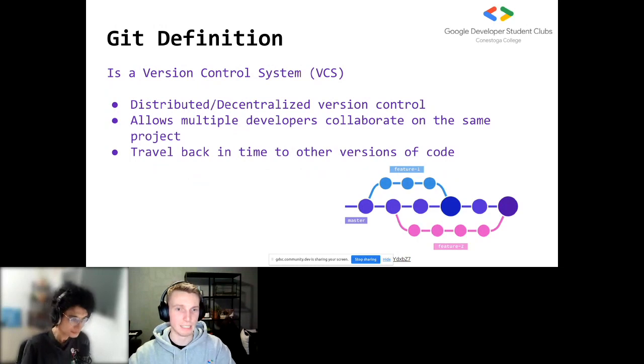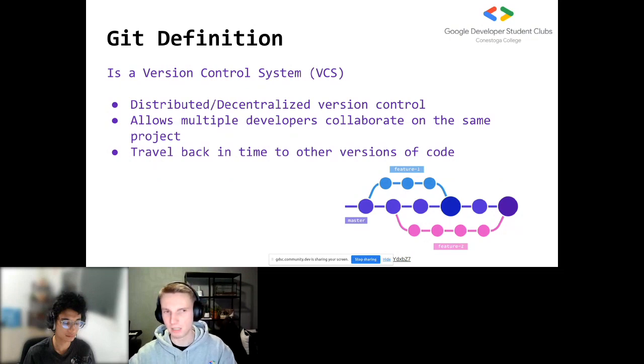Yeah, so the actual definition of Git, it's a version control system, or VCS. It allows you to do distributed or decentralized version control. And really all that means is, are you pushing your code or saving your code to a cloud or another system? Or is it distributed along a bunch of different repositories or computers? It allows multiple developers to collaborate on the same project at the same time with minimal interference with each other. We'll get into this a little bit later.